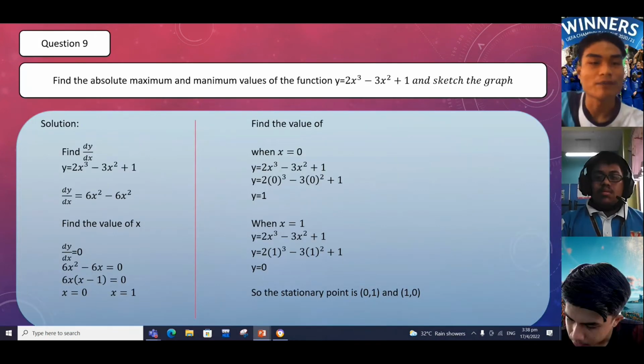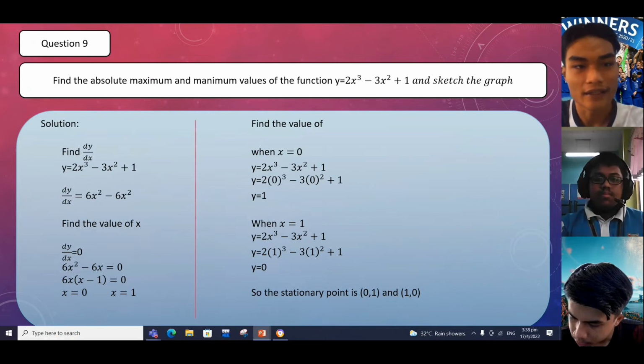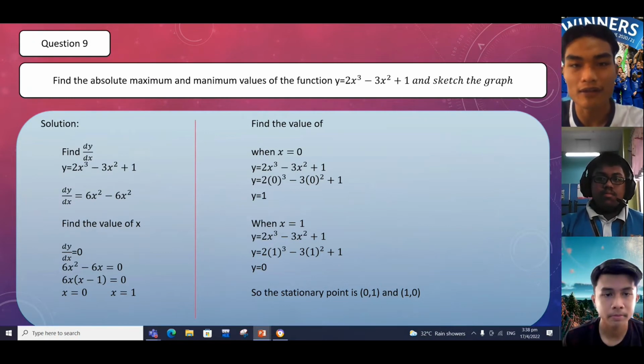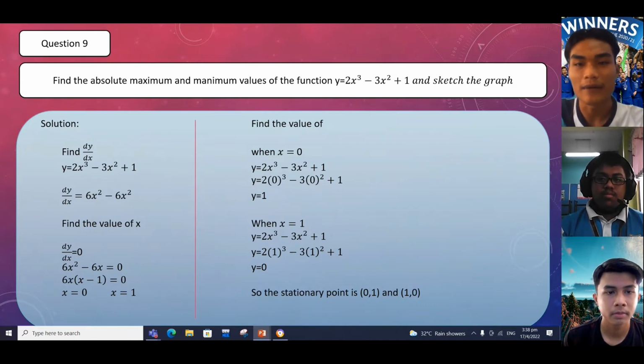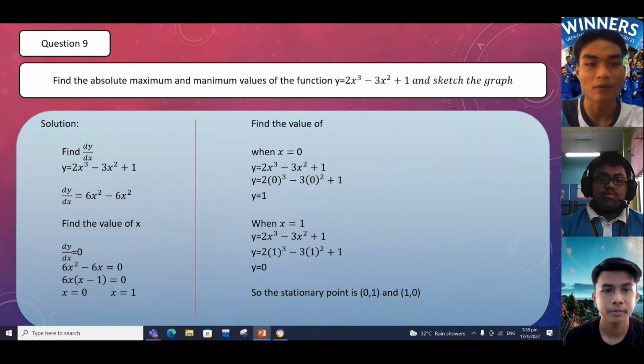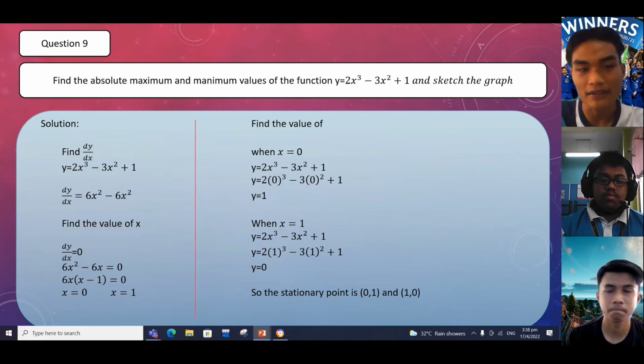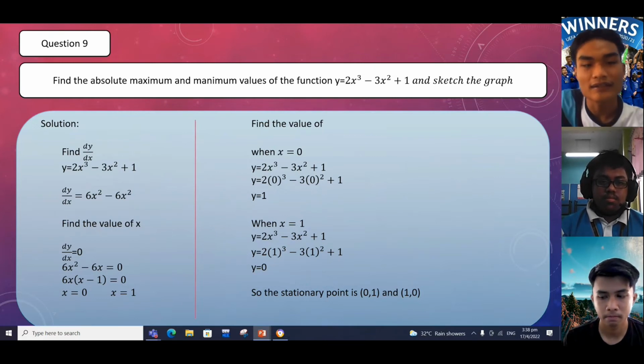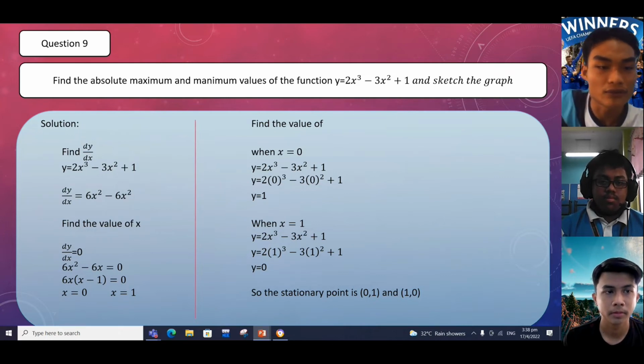Now, question 9. Find the absolute maximum and minimum values of the function y equals x to the power of 3 minus 3x to the power of 2 plus 1, and sketch the graph. The solution. Find dy per dx. y equals x to the power of 3 minus 3x to the power of 2 plus 1. dy per dx equals 6x to the power of 2 minus 6x.